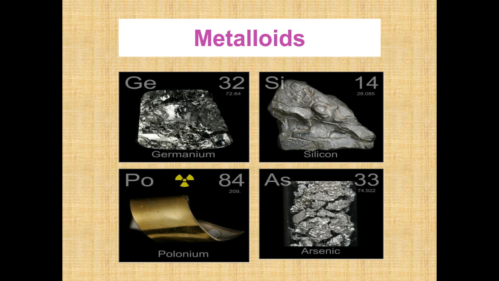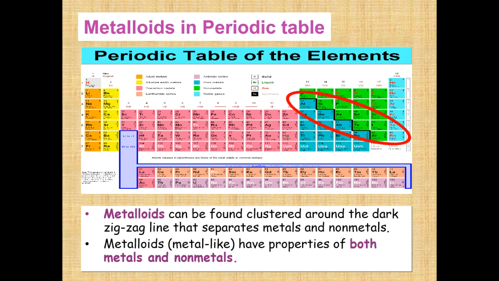Now we will discuss the metalloids. What are the metalloids in the periodic table? For example, germanium, silicon, polonium and arsenic. So what are metalloids generally? When we see the periodic table, there is a zigzag line which generally separates the metals on the left side from the non-metals on the right side.